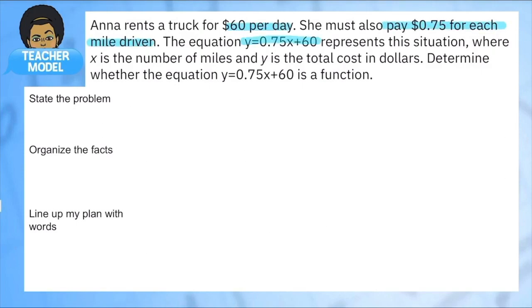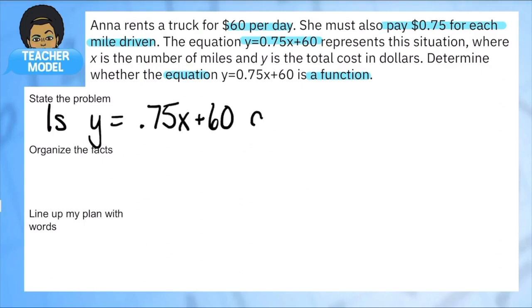She also pays 75 cents for each mile driven. And she uses the equation y equals 0.75x plus 60 to represent the situation, where x is the number of miles and y is the total cost. Determine whether the equation is a function. So what is my question? Is y equals 0.75x plus 60 a function?